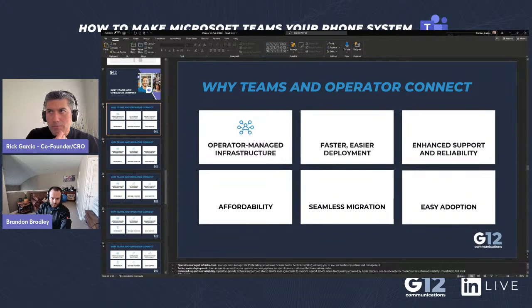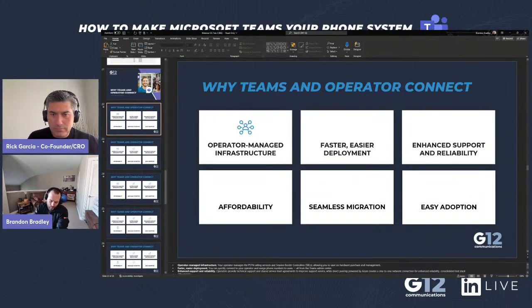Seamless migration. Well, the migration piece is easy. Just so everyone knows out there, when you come from the telco space, like we do here at G12, porting numbers, as I know many of you have experienced, can be a horrible transition at one point or another in your careers. But let me just say this, porting numbers is a database change. It is a database change. Brandon, why don't you talk about deployments? Seamless migration, when you run concurrently, makes it simple.